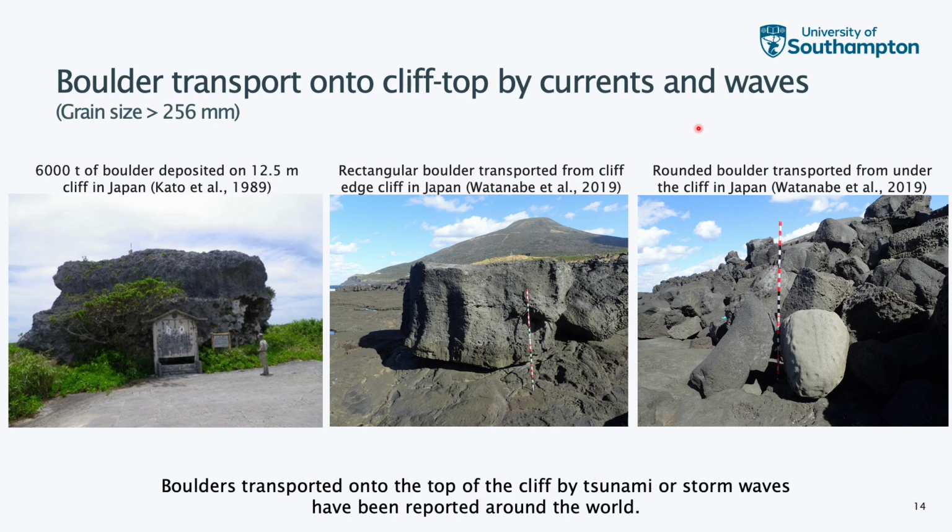In the case of the rounded boulder, this boulder was in the water for a long time. Then this boulder surface was eroded by water current, and the boulder surface became smooth. After that, this boulder was transported onto the top of the cliff. So this rounded boulder was transported onto the top of the cliff from under the cliff, and this rectangular boulder was transported from the cliff edge.